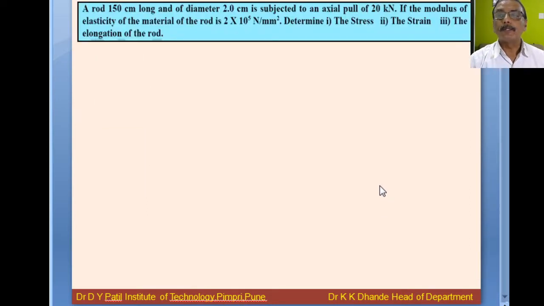Now first numerical, write down that numerical. Concentrate here. A rod 150 cm long and of diameter 2 cm is subjected to an axial pull of 20 kN. If the modulus of elasticity of the material of the rod is 2 into 10 raised to 5 Newton per mm square, determine the stress, strain and elongation of the rod.